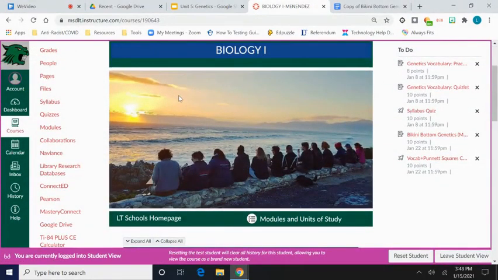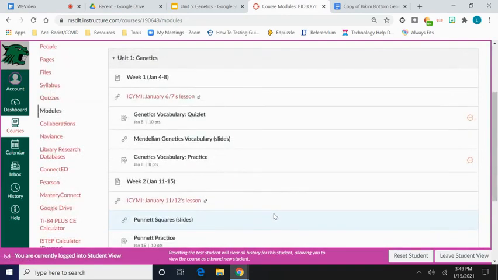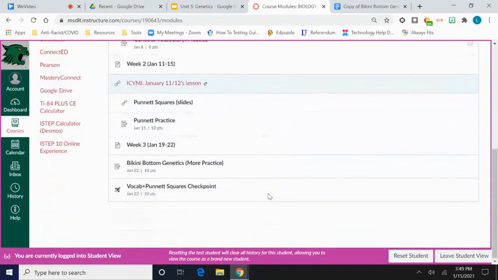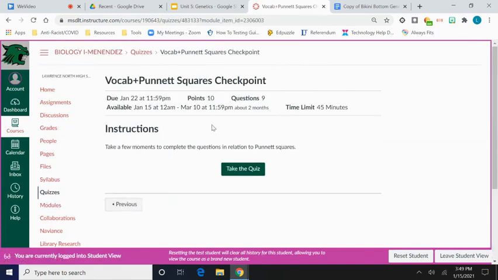When you're done with the bikini bottom genetics, you're going to turn that in. And I do suggest doing this part after you finish that, just because you want to get as much practice as possible. But the last thing is that checkpoint. So underneath the bikini bottom genetics is a vocab and Punnett squares checkpoint. It is under Canvas quizzes, but again, it's just checking to see how you're doing. It's 9 questions. There is a time limit, but there's no access code. So make sure to sit down when you have some time after you did your assignments. And just take it.